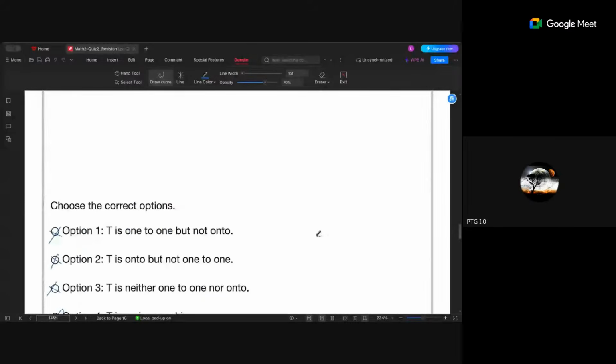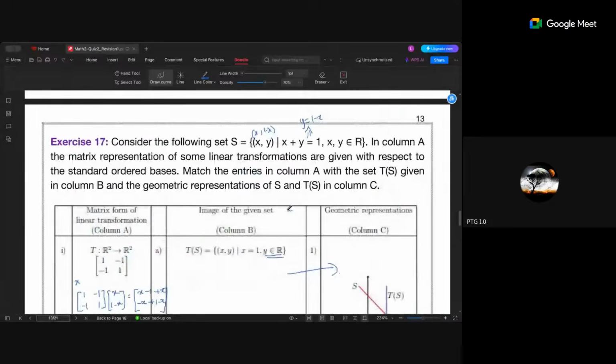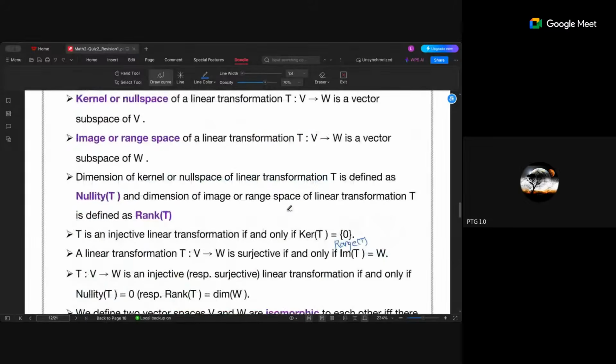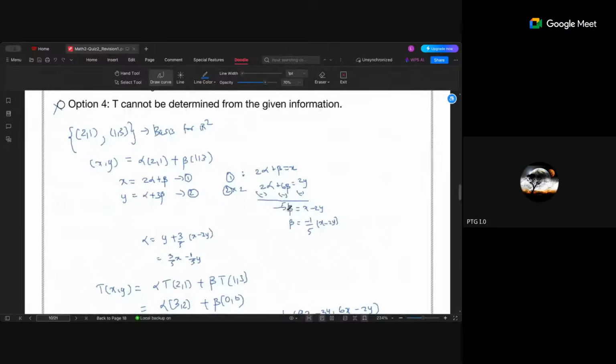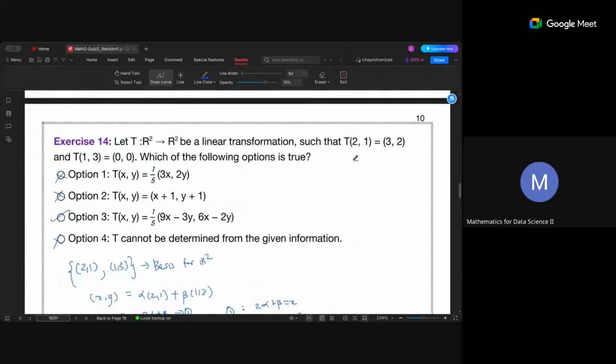Yes, ma'am. Actually, I'm just asking, will they give us some dependent vectors or something? I was confused about that. See, so far all the questions existing in that model are usually linearly independent. If they are dependent, then, as I already told you, you cannot determine T from the given information. Okay, ma'am, thank you.